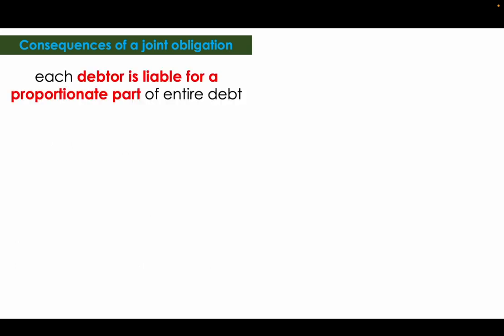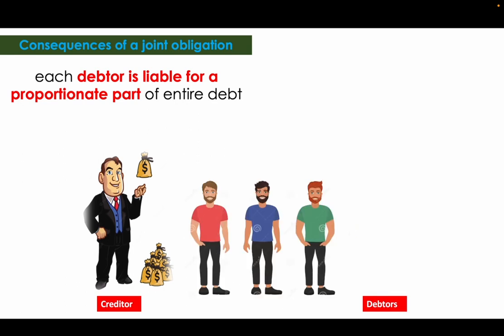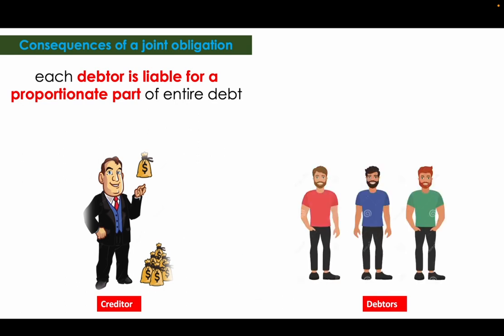Let us start. The first consequence of a joint obligation: each debtor is liable for a proportionate part of the entire debt. You only pay a proportionate part. For example, this one is the creditor, and these are the debtors. How many creditors? One. How many debtors? 3. These debtors borrowed money from the creditor. How much did they borrow? 90,000. Each debtor is liable for a proportionate part of the entire debt.